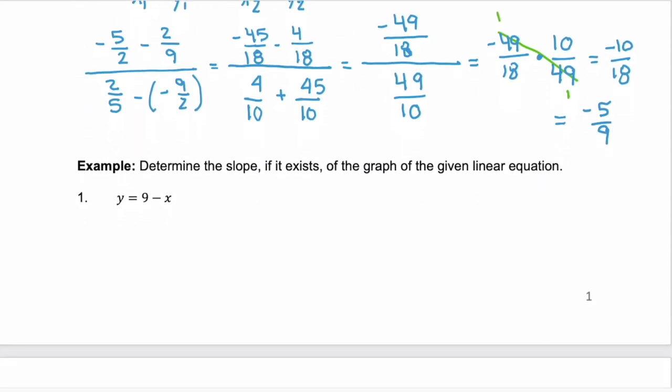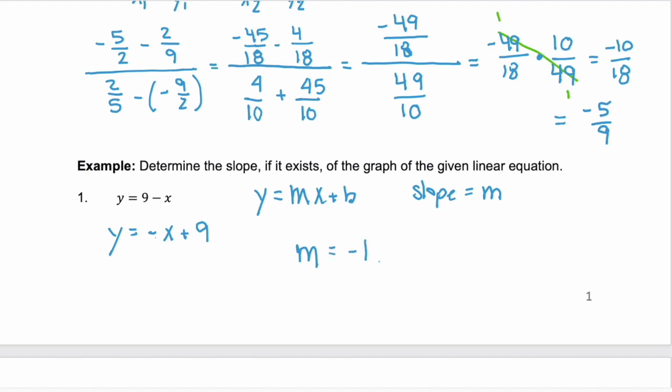So, how do you find the slope if you're just given a linear equation? Well, remember, linear equations that are written in the format y equals mx plus b, the slope is this number m. So we need to rewrite this. Well, we have the y equals, just the 9 and the negative x are in the wrong order. So this is the same as negative x plus 9. And our m here is negative 1. So the slope for this line is negative 1.